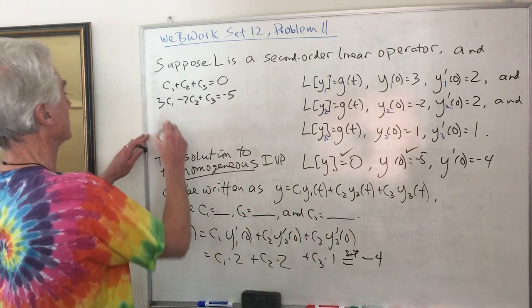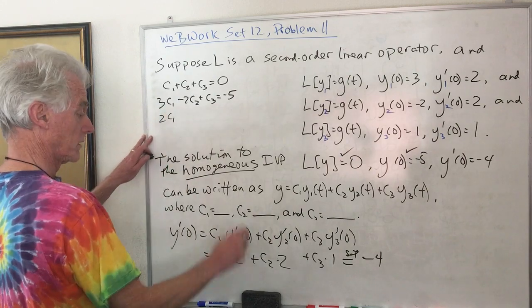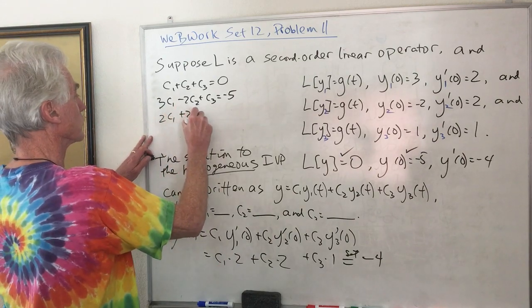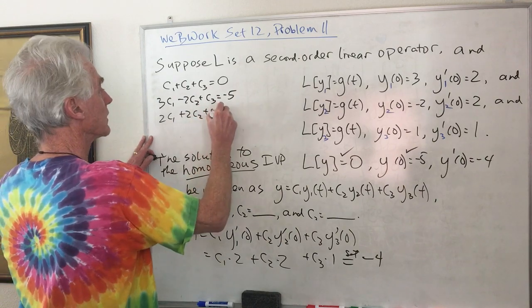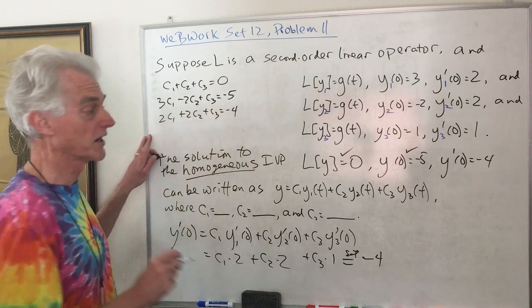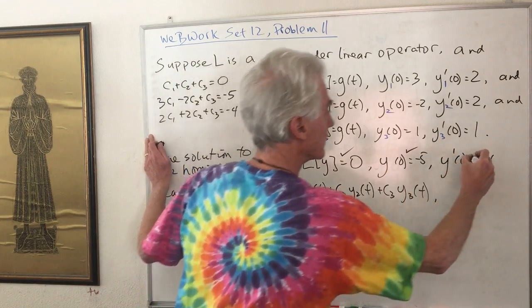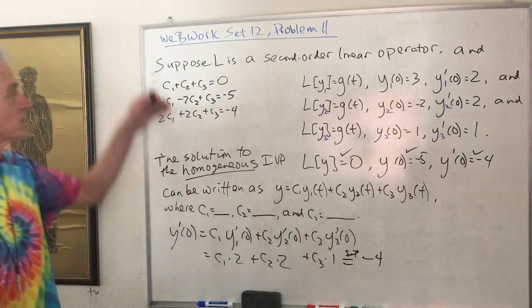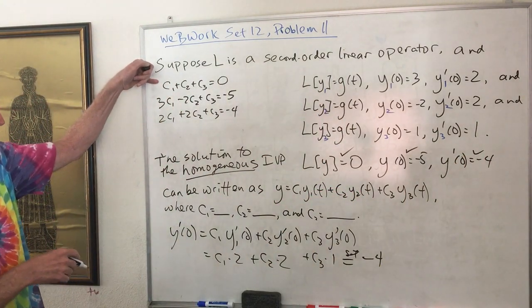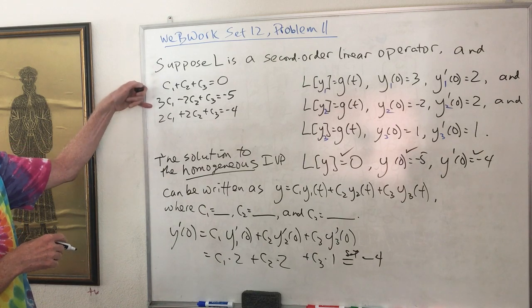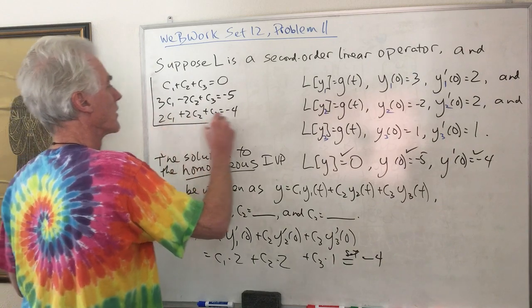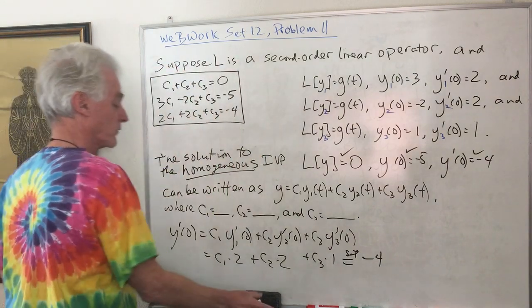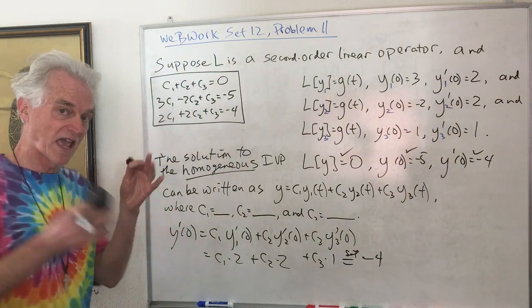Right? So that means that 2c1 plus 2c2 plus c3 equals negative 4. Right? And now we've taken care of that initial condition. So we want to satisfy the homogeneous ODE. We want to get these two initial conditions. So let me box that. Not that we're done, but this is the halfway step.